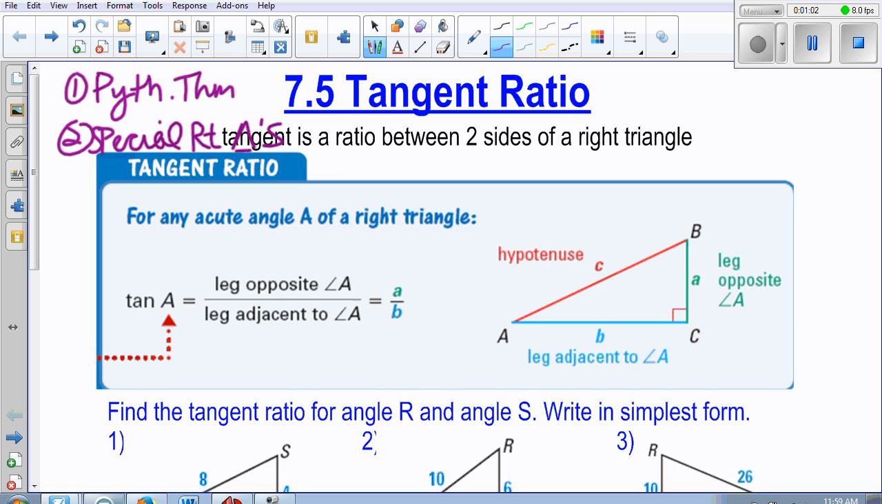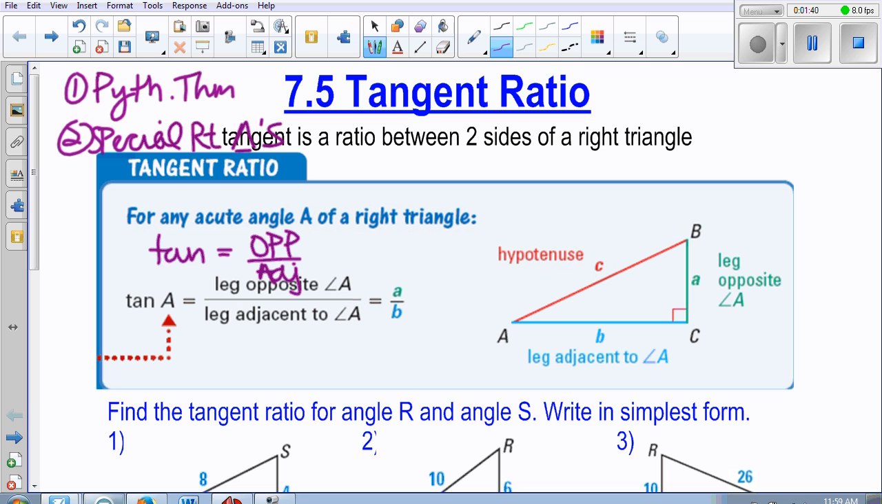So there are actually 6 trig ratios. For our purposes in our class, we're only going to learn 3 of the 6. The first one being tangent ratio. So the entire rest of the unit, what you need to understand is that tangent, sine, and cosine are just a ratio between legs or hypotenuse of a right triangle. So, for example, tangent ratio is always opposite over adjacent.